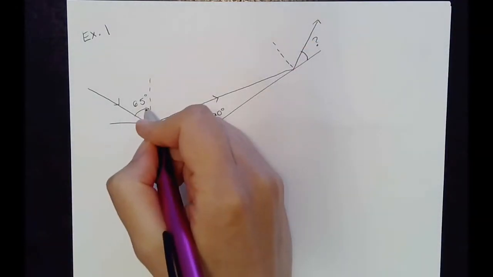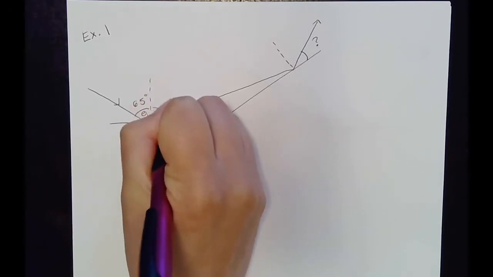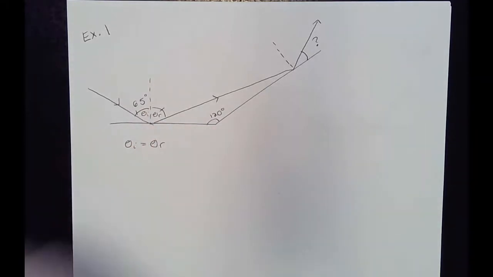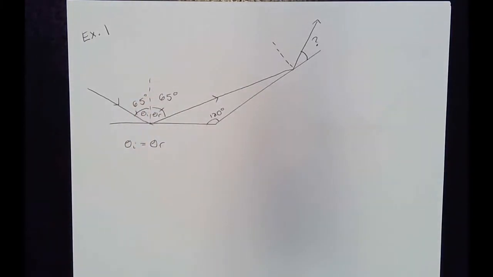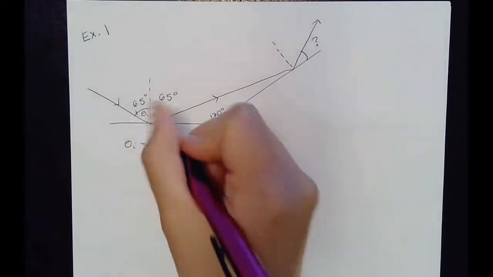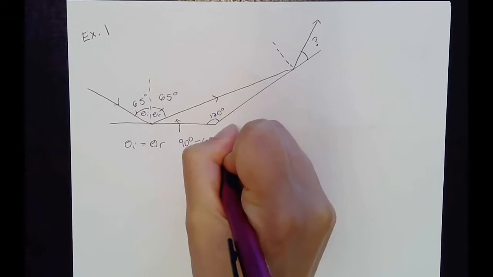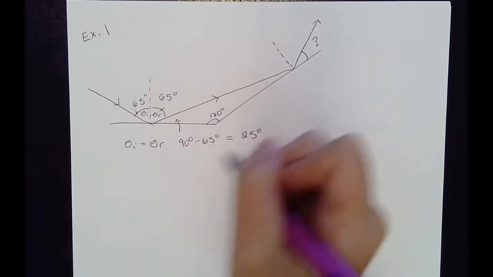So this is 65 degrees. The law of reflection says if this is theta I, then it's equal to theta R, which is on the opposite side of the normal. So this is also 65 degrees. And then I want to use this triangle here to find this angle. So I'm going to need this angle here, which is 90 minus 65, since it's between the surface and the normal, and that's 25 degrees.